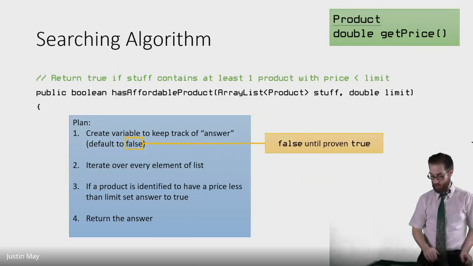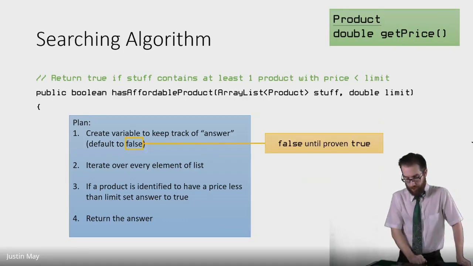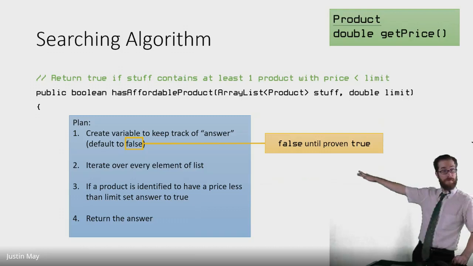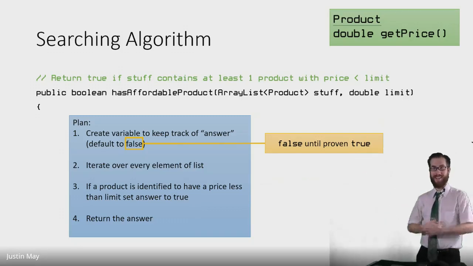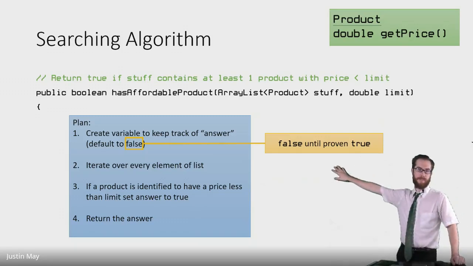That's the question you want to answer. And we're going to say no. If the list is empty, then it does not have an affordable product. It doesn't have any products. So of course it doesn't have an affordable product. So we're going to set that answer to false.